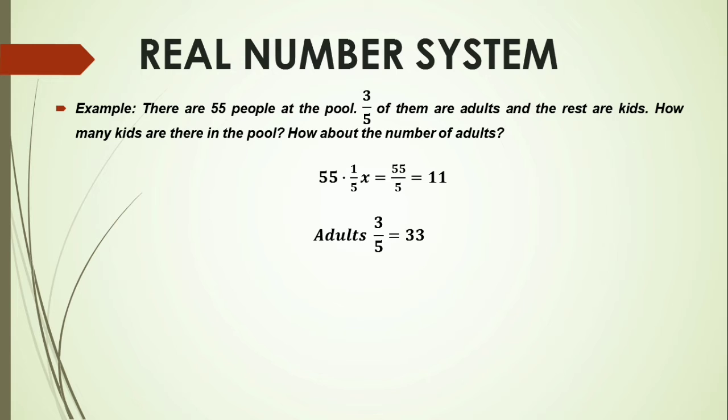Next, we need to know the number of kids. We just need to do the same thing as we did in finding the number of adults. The missing fraction of the kids is 2/5 since 5 over 5 minus 3 over 5 is 2/5. And then 2 multiplied by 11 is 22. And there we have it.